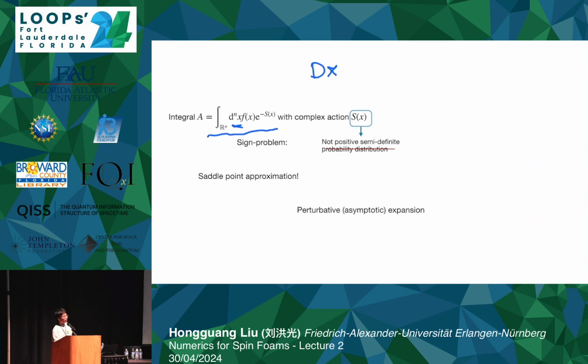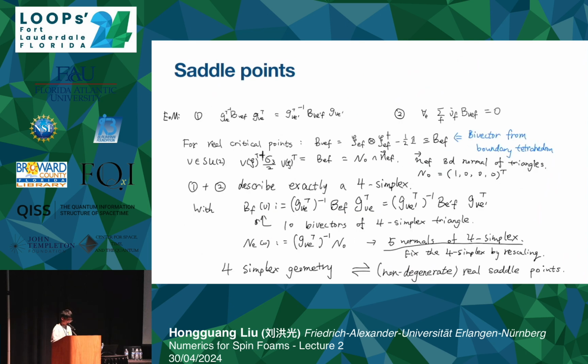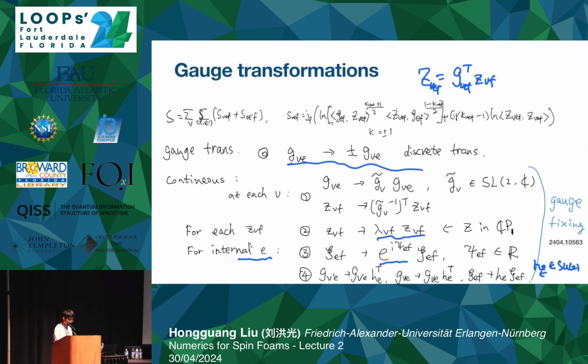So to calculate the amplitude is, of course, again a hard task. It's basically to evaluate this integral. And its dimension can be calculated from here, for example. So what variables do we have in one vertex? We have the group elements, g_ve, which we have 5 of, and z_vf, which we have 10 of. These are the variables we have.